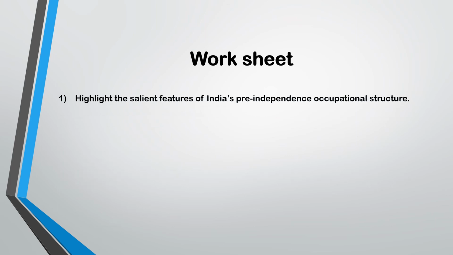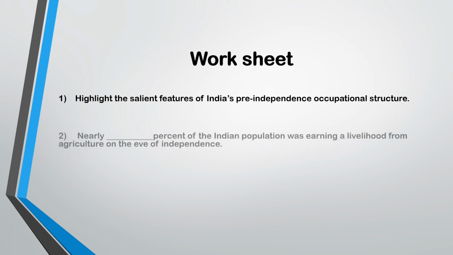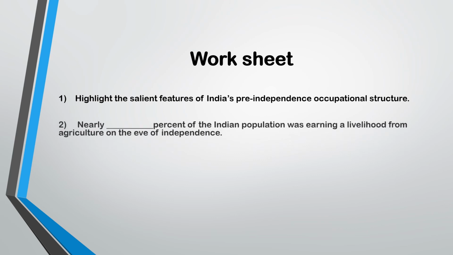Worksheet. So complete this worksheet. Highlight the salient feature of India's pre-independence occupational structure. So in the first slide, I have discussed about it. You highlight the points. Nearly dash% of the Indian population was earning a livelihood from agriculture on the eve of independence. So answer will be 70 to 75%, or you can write 75% also.